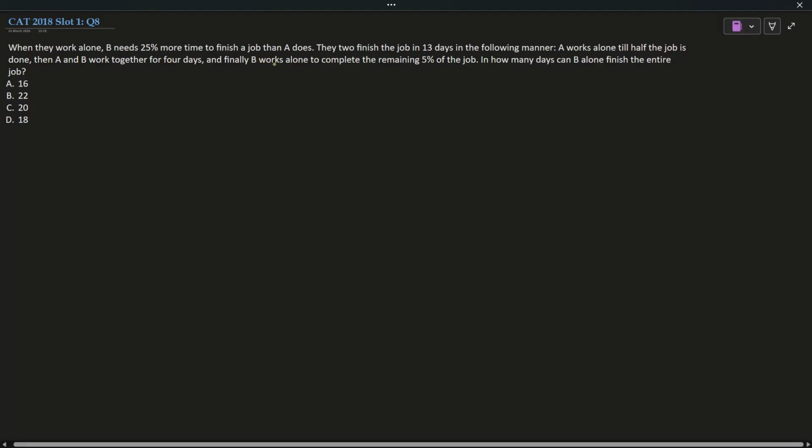When they work alone, B needs 25% more time to finish a job than A does. The two finish the job in 13 days in the following manner. A works alone till half the job is done. Then A and B work together for 4 days, and finally B works alone to complete the remaining 5% of the job. In how many days can B alone finish the work?